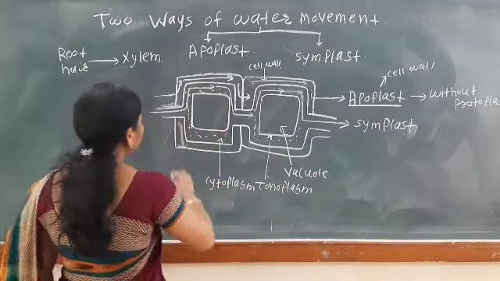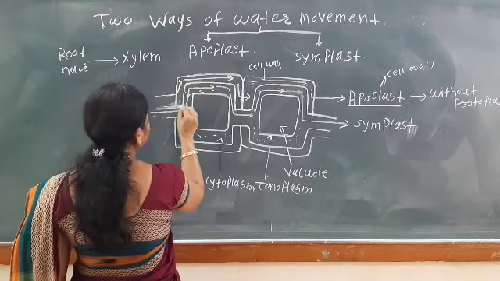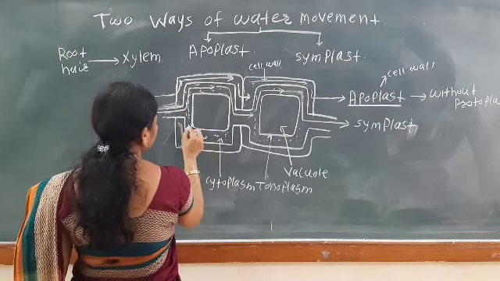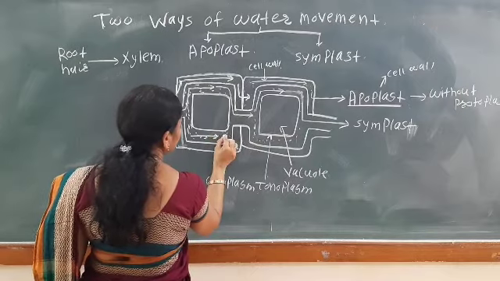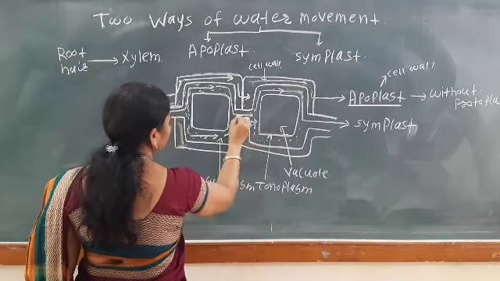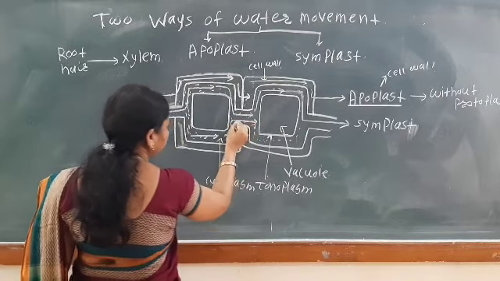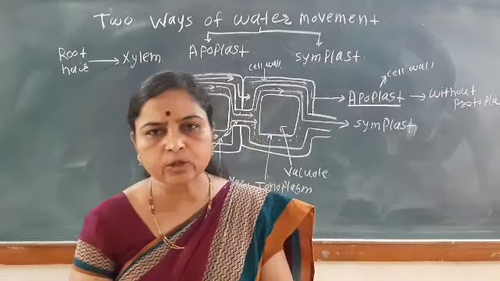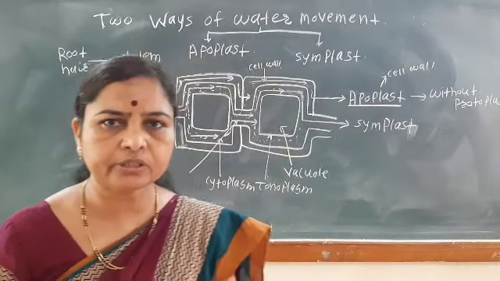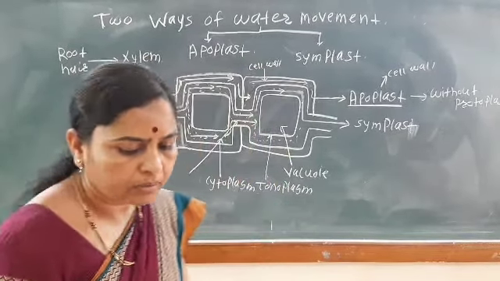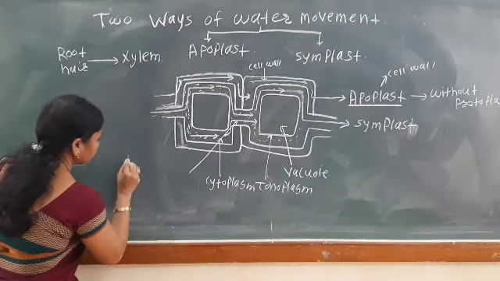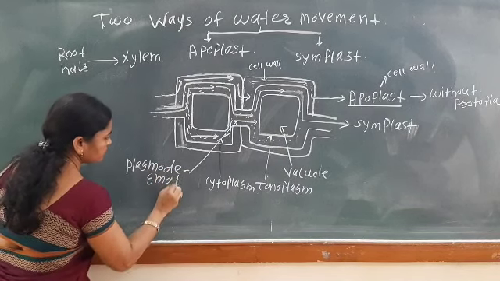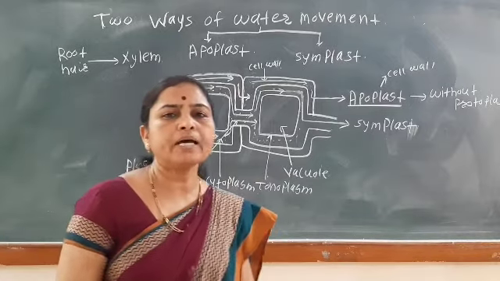Symplast means what? The movement of the water takes place through the cytoplasm from cell to cell. See, here is the cytoplasm, and the movement takes place from this cell to this cell through this cytoplasm. In between the two cells there is a cytoplasmic connection, a cytoplasmic bridge. This bridge is known as the plasmodesmata.